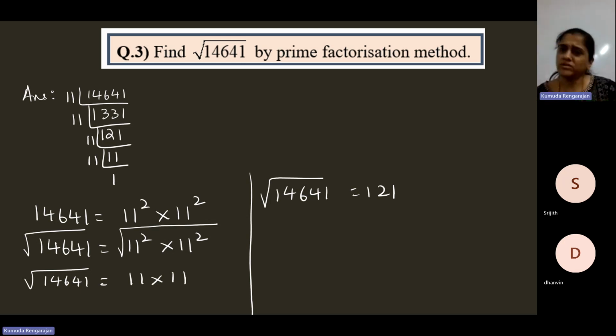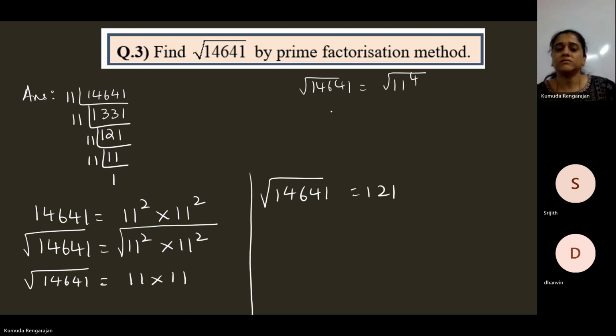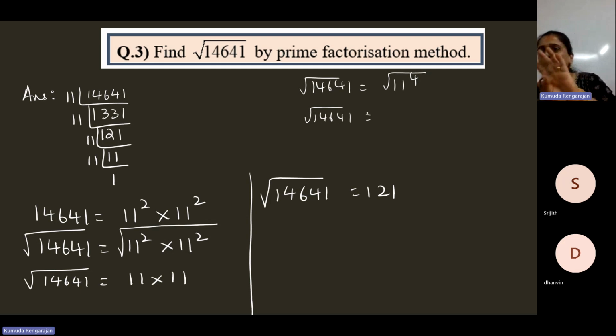Seven to the power 4. Yeah, you can. You want to write it as 14641 is equal to 11 to the power 4, right? Then you will take square root on both the sides. So square root of 14641 is equal to, there are 4 11s. Half the number of 11s will come out. 11 into 11 into 11 into 11, 4 11s. So what is half of this number 4? 2. So 2 11s will come out. So 121. Yeah, you can.